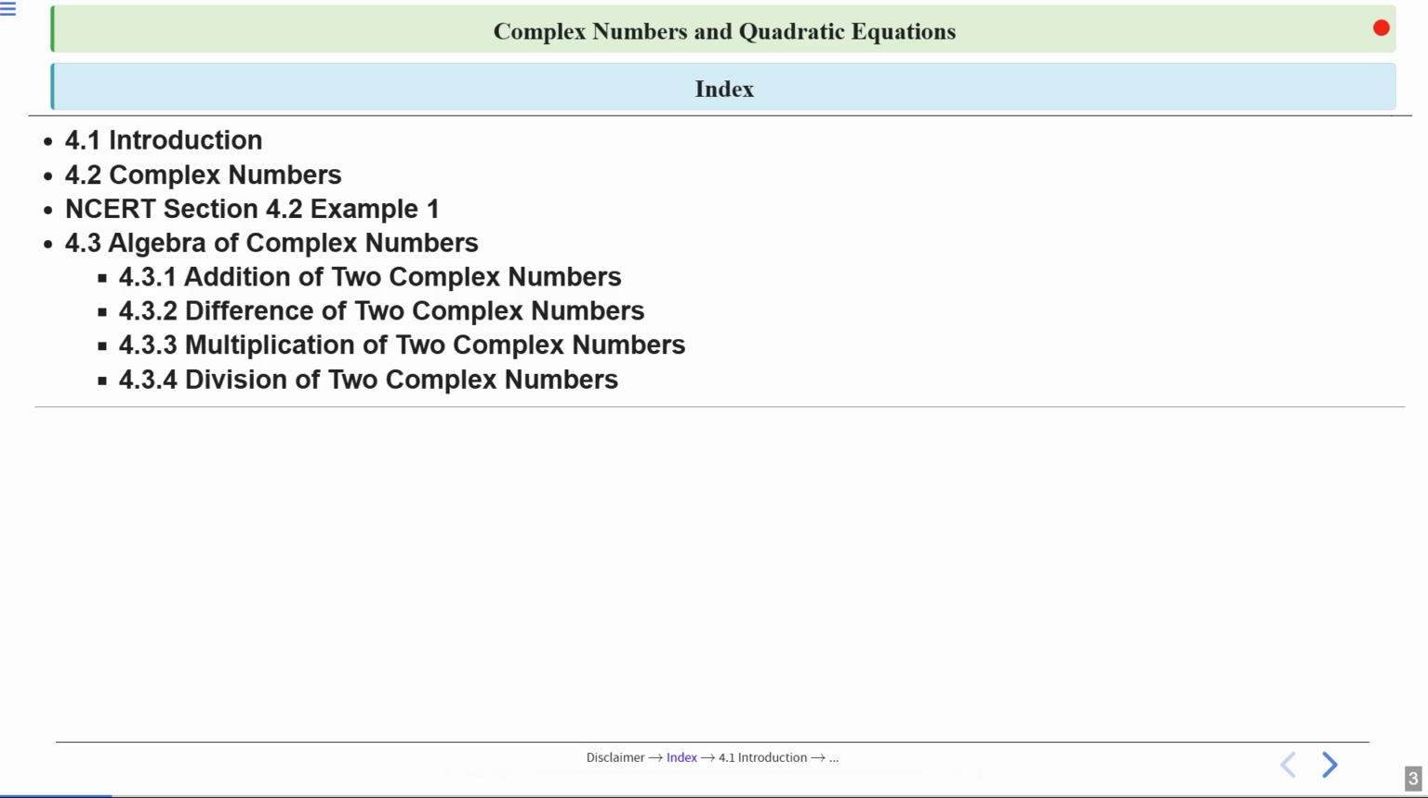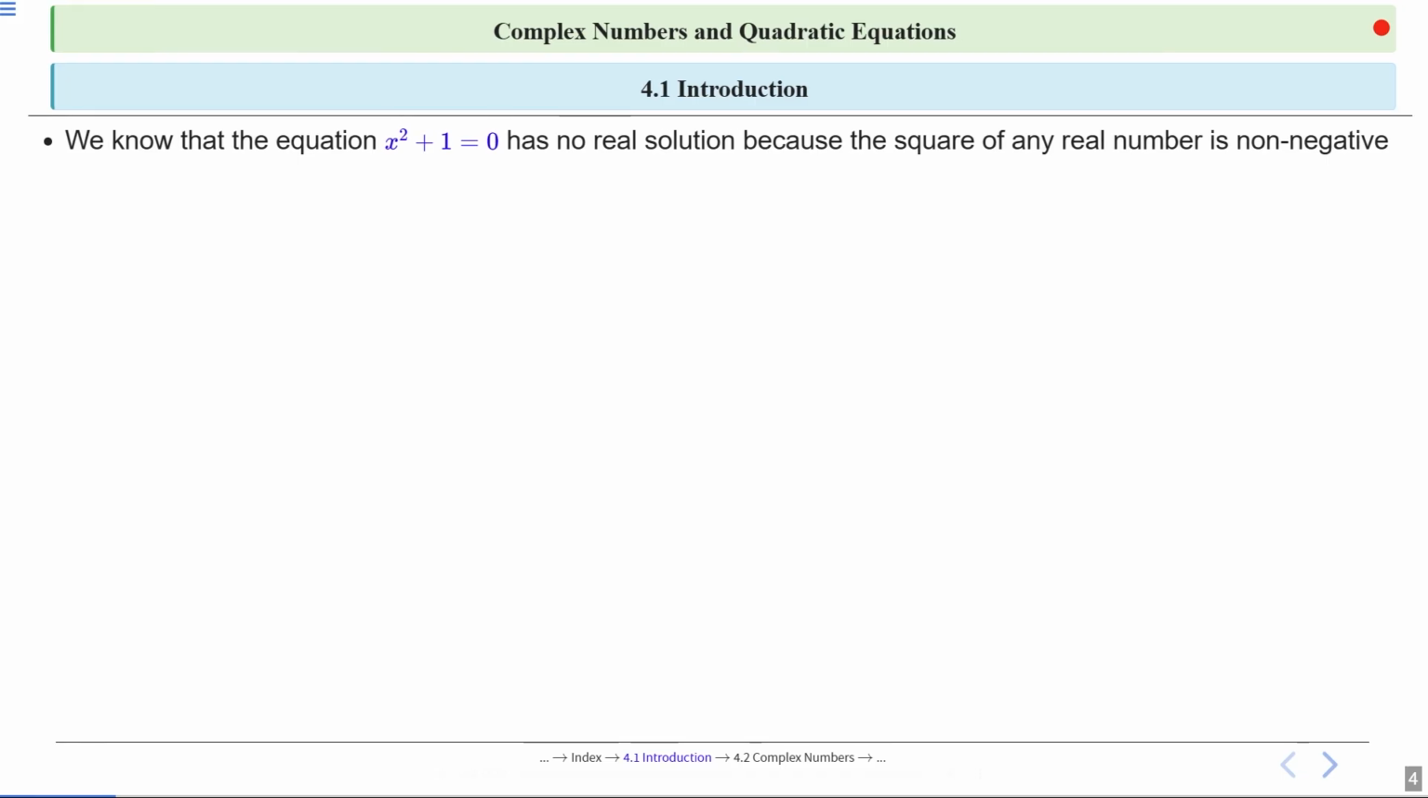So let's start today's first topic, introduction. Let's start by looking at the equation x square plus 1 equal to 0. Notice that if we try to solve this using real numbers, we run into a problem. That's because the square of any real number is always 0 or positive. So x square can never be negative. This means x square plus 1 equal to 0 has no solution in the real number system.